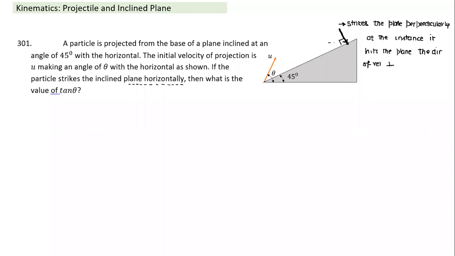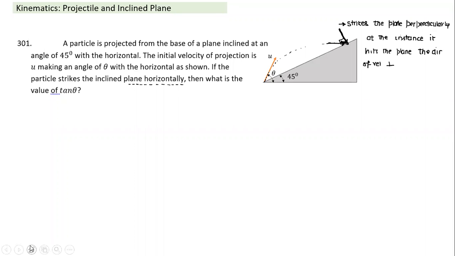Does it make sense? So how is it traveling? If this is the path it takes, and it hits the plane here, at the instance it hits the surface of the inclined plane, its velocity is horizontal. Do you think this wording means this or not? Yes, sir. So that's what this wording means. At the instance it strikes the plane, the direction of velocity is horizontal. Now we solve the question. Now it should become very simple.